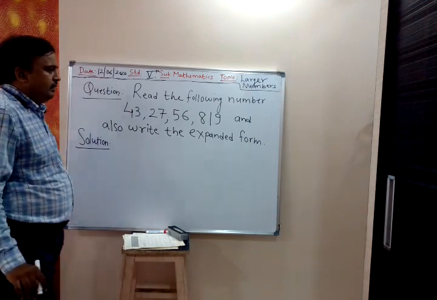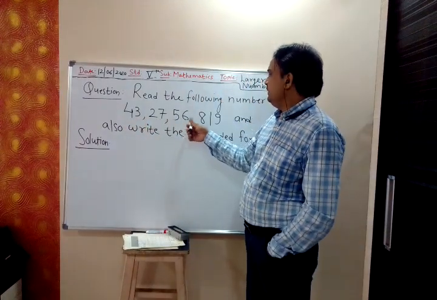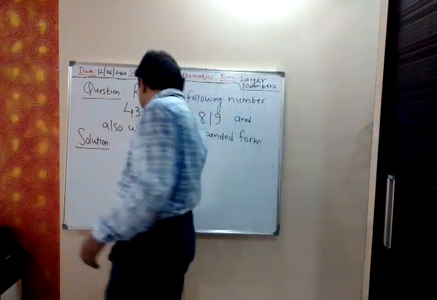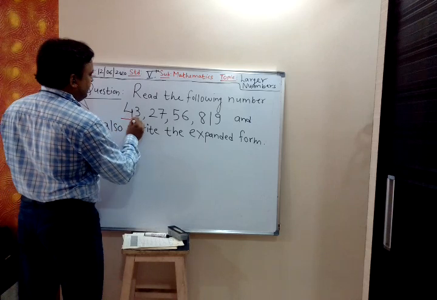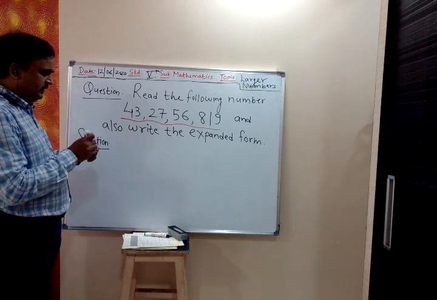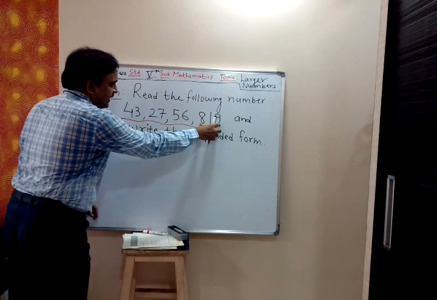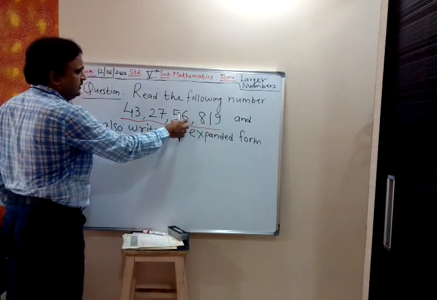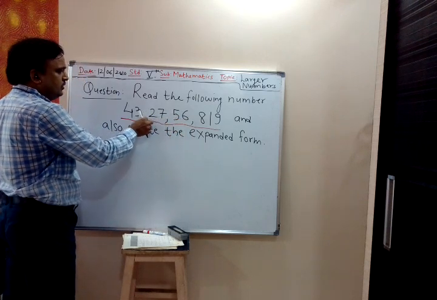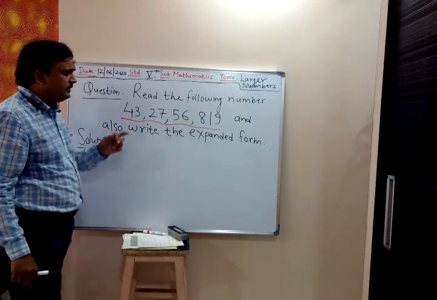So we are given this number 43,27,56,819. This number is divided into 4 groups. This is ones, then thousands, then lakhs, then crores. So this number is divided into 4.